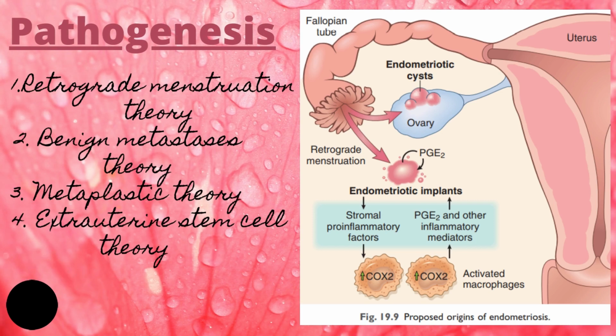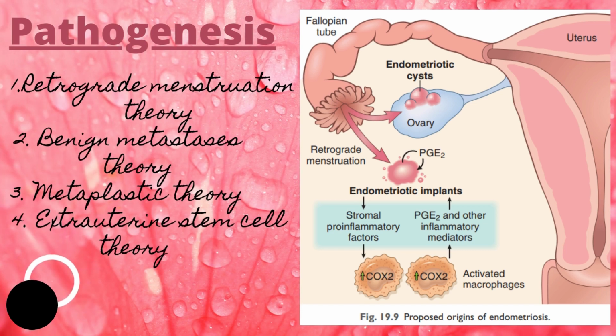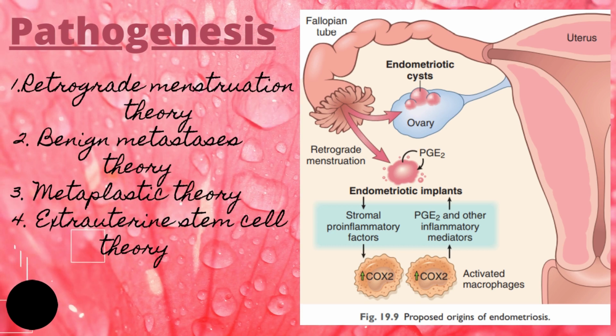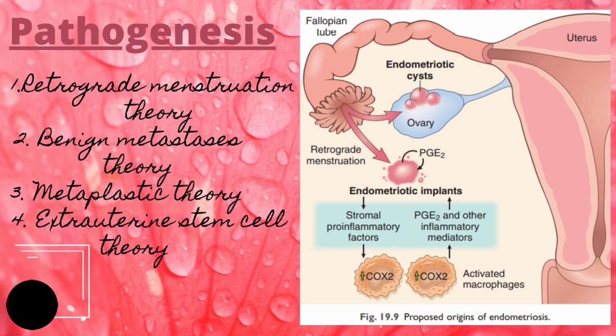Another theory is the benign metastasis theory, which suggests that the endometrial tissue from the uterus can spread to distant sites through the blood vessels and the lymphatics. So this was the benign metastasis theory.